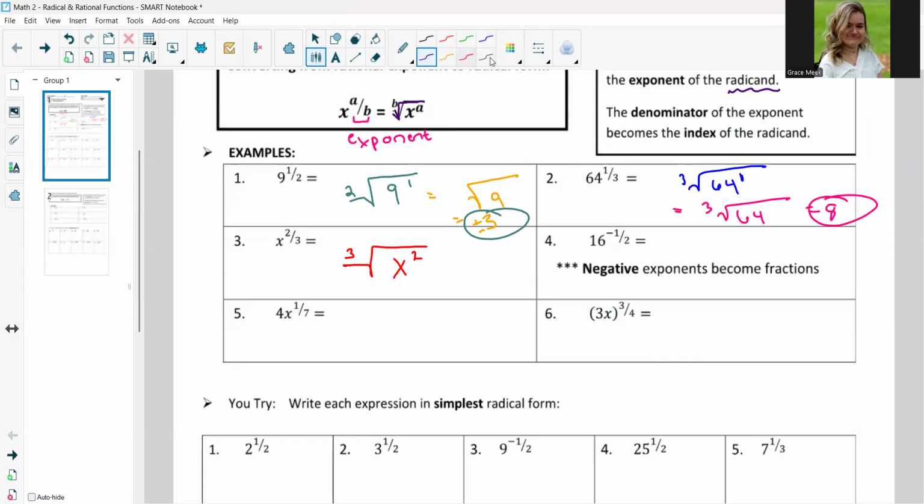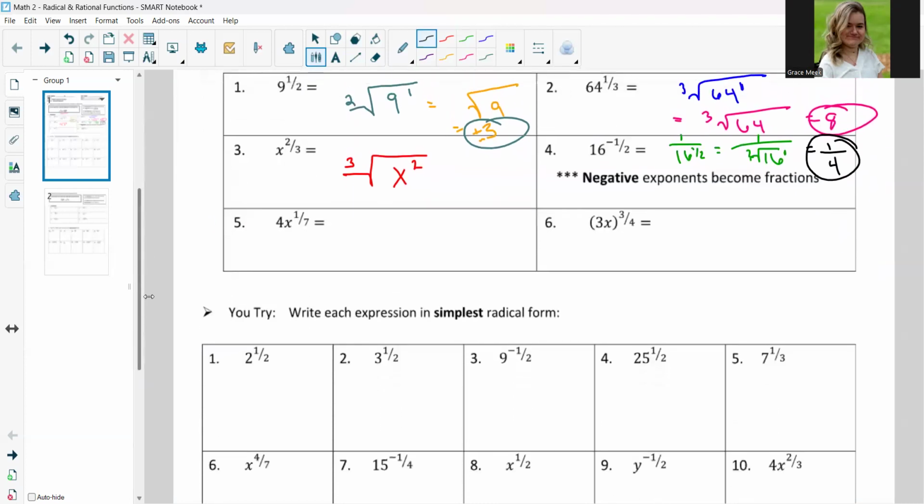Now, when it comes to negative exponents, those are going to first go to the bottom of a fraction, and then you can figure out how to write it on the shelf. So when you look here, it's really 1 over 16 to the 1/2 power. And then it would be 1 divided by the square root of 16, with 1 as the exponent and 2 on the shelf. We know that the square root of 16 is 4, so this really becomes 1 over 4.